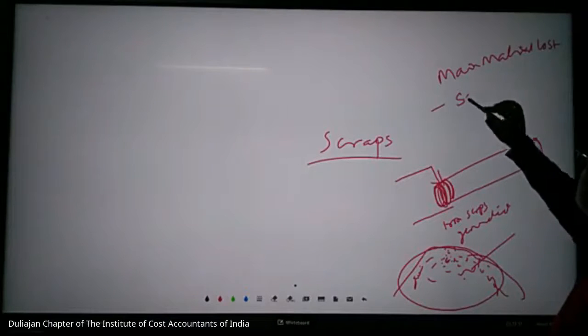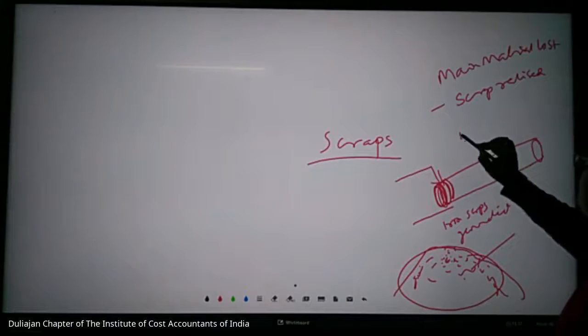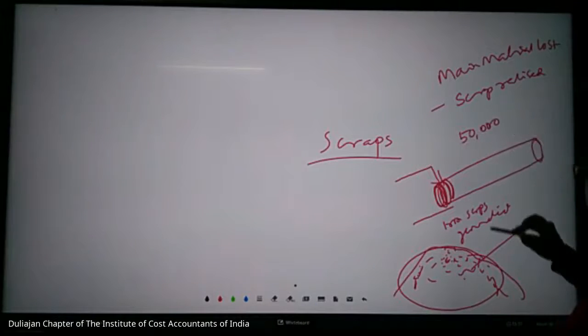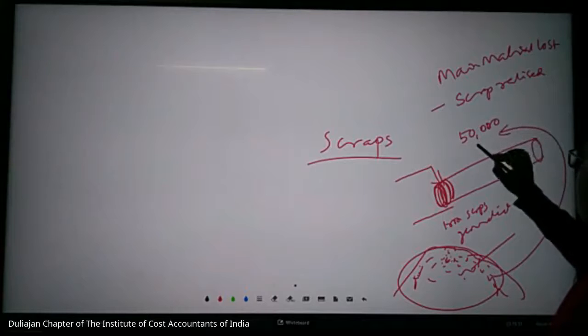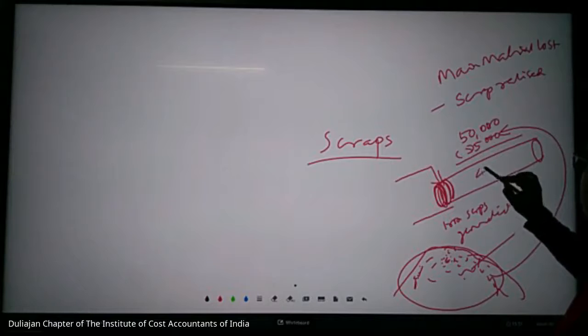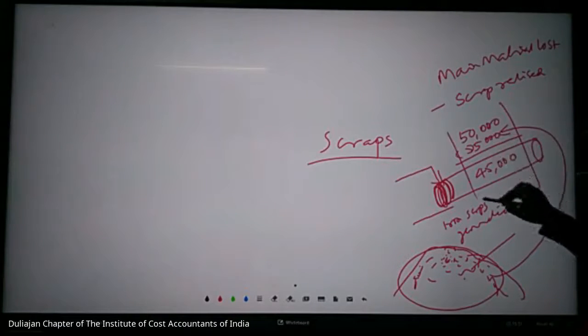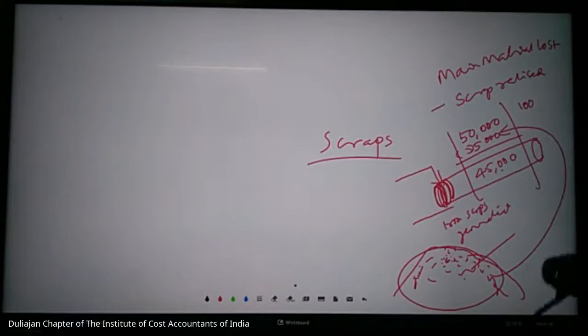minus scrap realized. So if my material cost was 50,000 rupees and I am generating, suppose, scrap of 5,000 rupees, my cost is reducing. My cost becomes 45,000 rupees. This is how I can reduce my normal cost. Okay. Same in the last example, like 100 kg, you find my cost is coming down because I am taking the value of this scrap material.